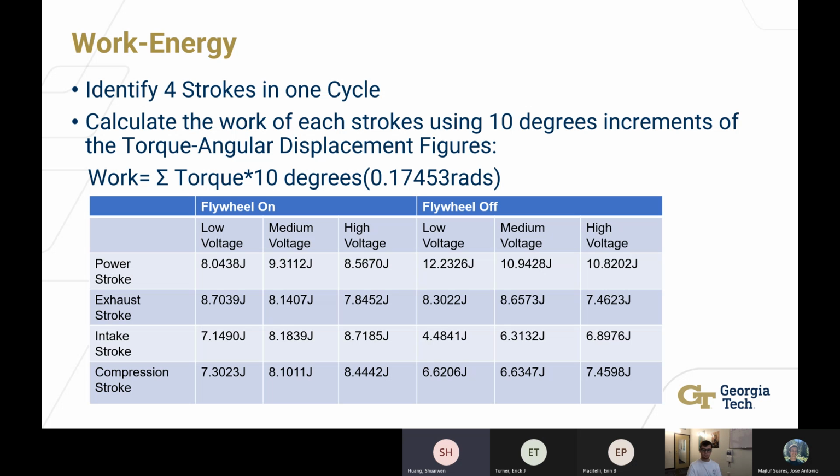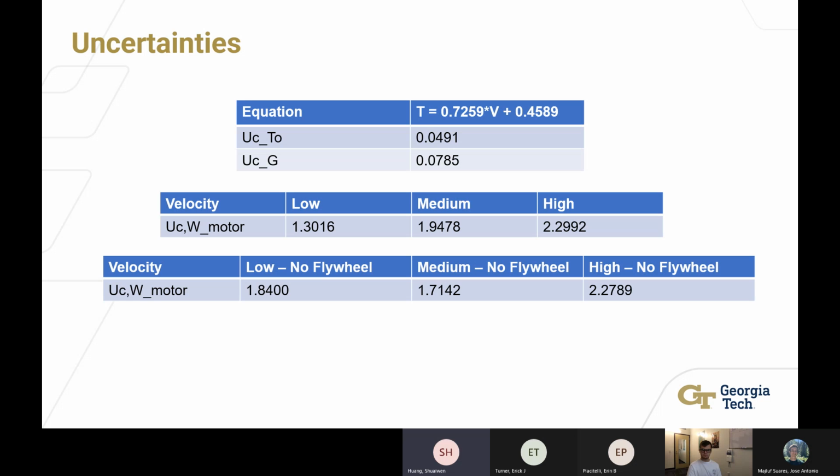After we calculated the average torque of one full engine cycle, we can identify each stroke of a cycle by each 180 degrees of a complete 720 degrees of a full cycle. The work of each stroke is then calculated using the sum of data points on the torque angular displacement graph times 10 degrees, which is the increment size. The results are shown in the table at the bottom. And the uncertainties are calculated using the inherited sensor uncertainties combined with the uncertainties of the York regression. And those are the uncertainty results.